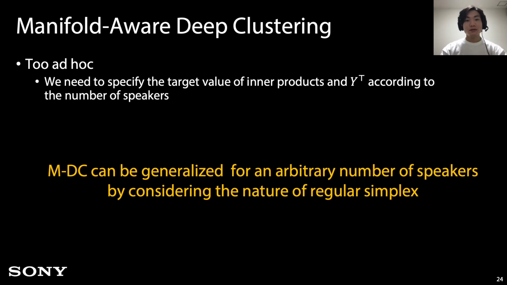We have explained two and three speakers case. However, our MDC has been too ad hoc so far, because we needed to specify the target value of inner products and the transpose of matrix Y according to the number of speakers. Here, another concept comes into play to break through this situation: the notion of regular simplex. Our MDC can be generalized for an arbitrary number of speakers by considering the nature of regular simplex.